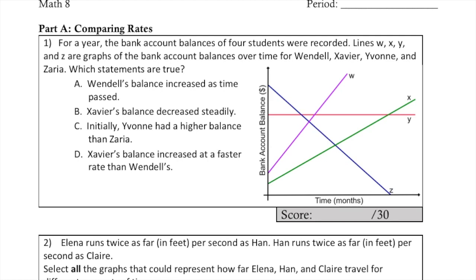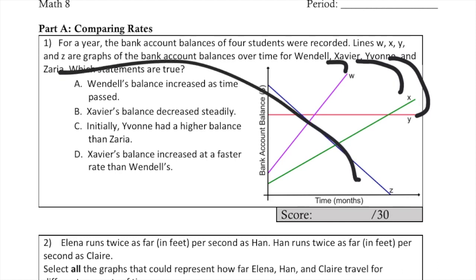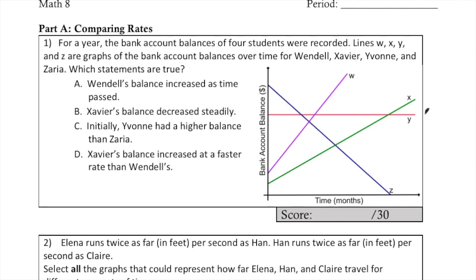And hopefully you connected the fact that Wendell is represented by line W, and Xavier is represented by line X, and so on and so forth. Okay, so Wendell, Xavier, Yvonne, and Zaria. Okay, so we're going to look at all of these and we're going to identify which statements are true. So we're going to take a look at each statement independently and determine if it is true or false.